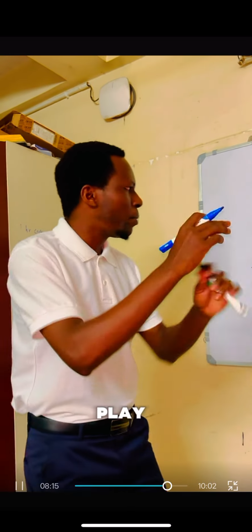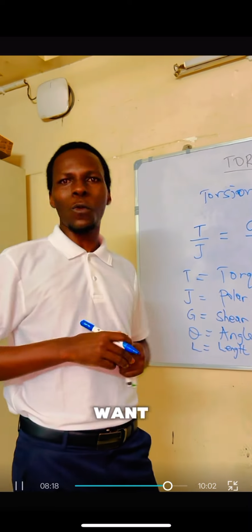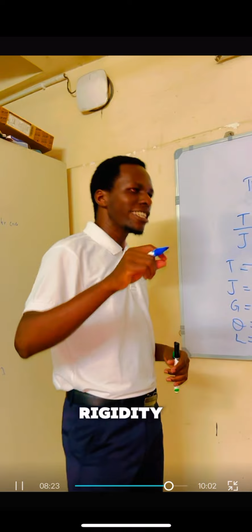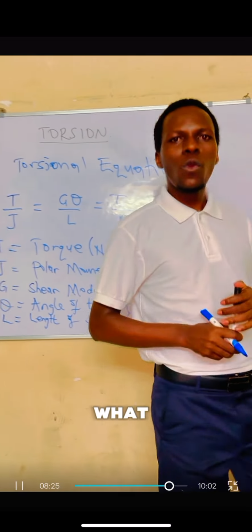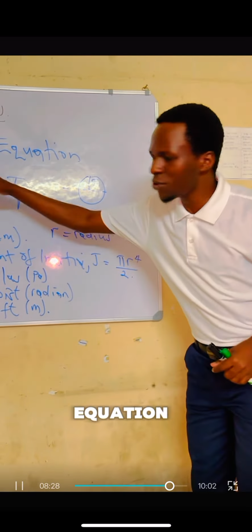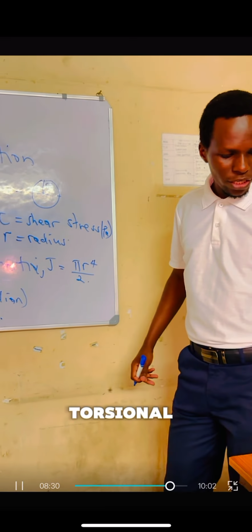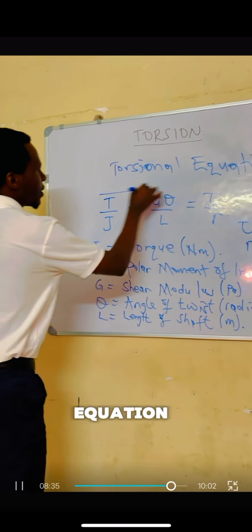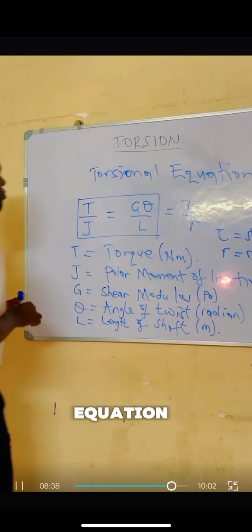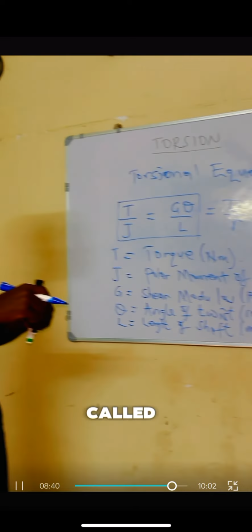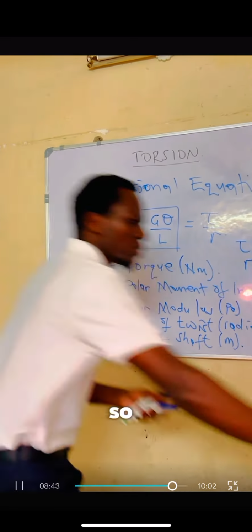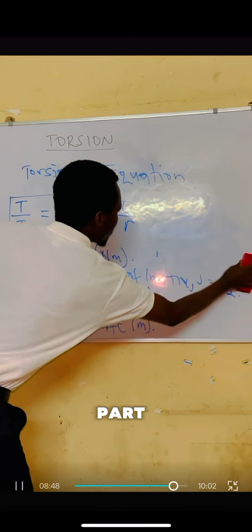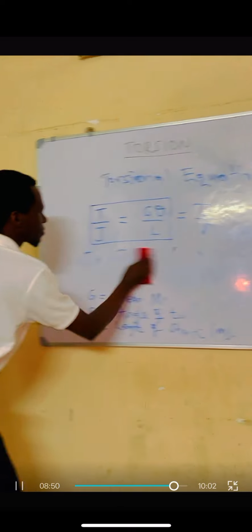And remember, you can play around with these equations and generate whatever you want. One of the things that you can easily get is what we call torsional rigidity. So dear members, what is torsional rigidity? From this equation, can I twist it to get torsional rigidity? Yes. If I take this part of the equation, I can twist it to get what is called torsional rigidity. I believe you have got the concept.